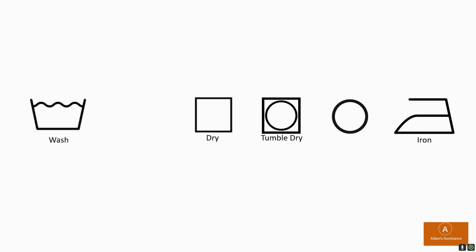Then coming after wash, typically, you've got your dry. So you have a standard dry and the circle and square is tumble dry. Next are where it gets a little bit tricky, where you have a circle on its own. This is dry clean. And the one that I think throws a few people out is a triangle, which means bleach. We'll come back to this one later.